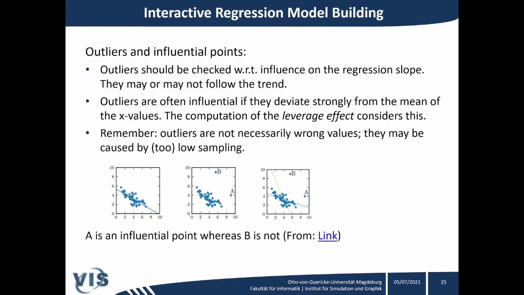Outliers should be checked with respect to the influence on the regression slope, so they may or may not follow the trend. Outliers are often influential if they deviate strongly from the mean of the x values, and the computation of the leverage effect considers this. However, outliers are not necessarily wrong values. They may be caused by too low sampling, so increasing the sampling could avoid this outlier problem. The figure illustrates these concepts.